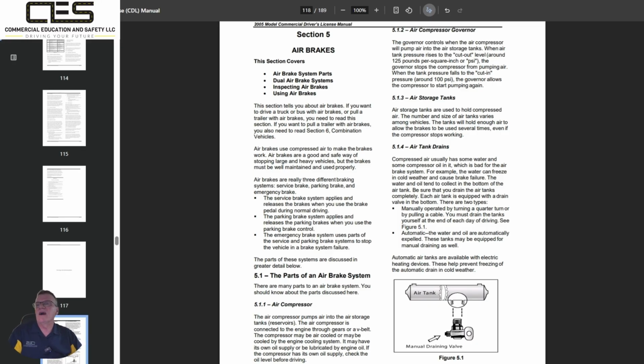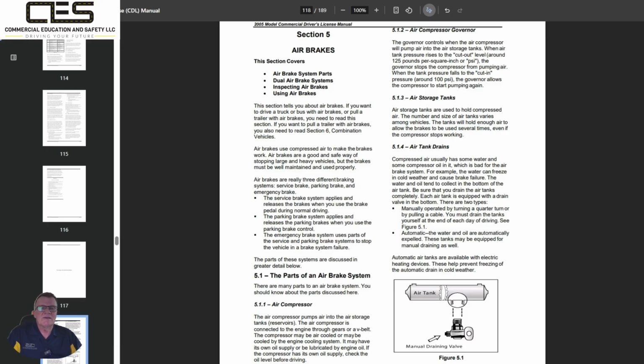So for Section 5, we're going to cover this section, and we'll get to the knowledge portion of it, the tests and knowledge at the end of each section. That'll be our stopping point before we move on. If it's a short section, we may move on to the next one, but bear with me, it's flexible. So the air brakes, what does the section cover? It covers air brake system parts, dual air brake systems, inspecting air brakes, and using air brakes.